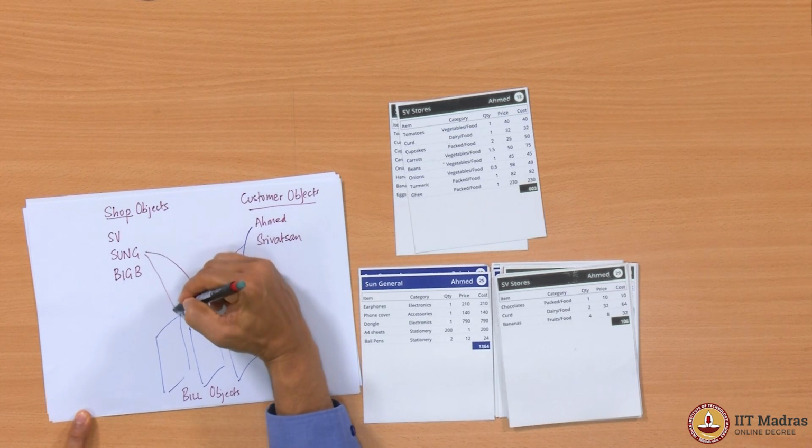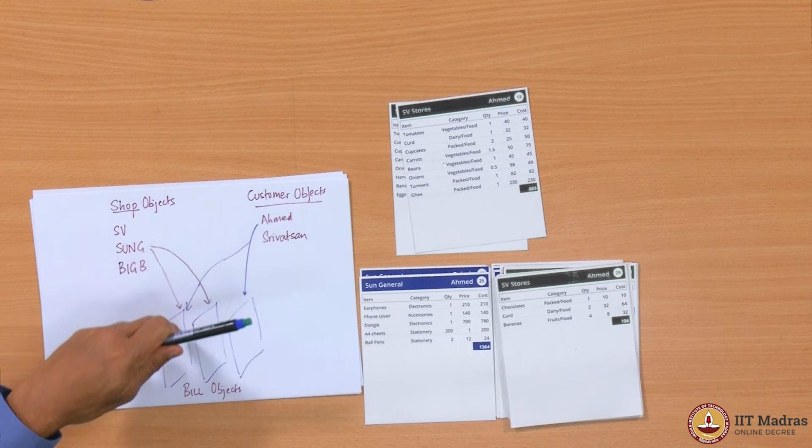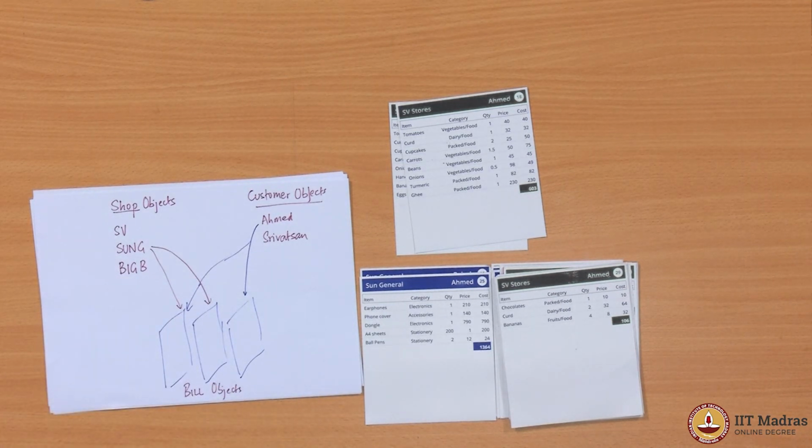Sun General might have access to some bills, and there will be some bills that belong to both Sun General and Ahmed. So this is a bill where Ahmed shopped at Sun General. So you can ask Ahmed, tell me what item you bought the most.